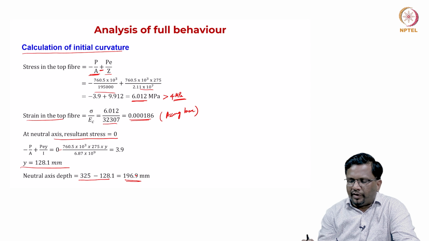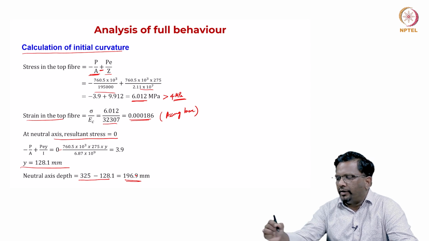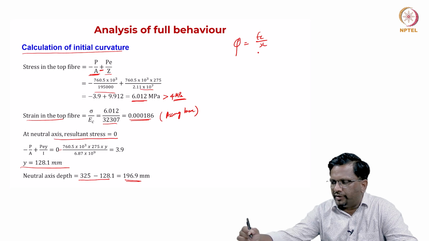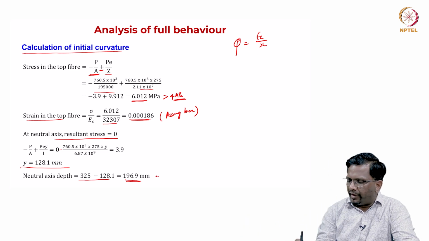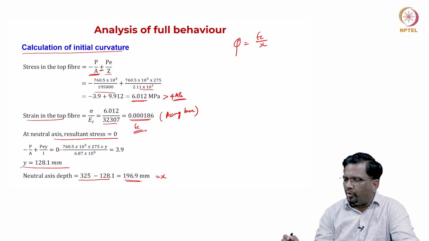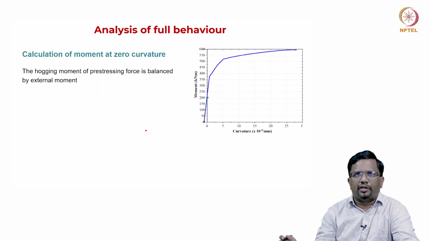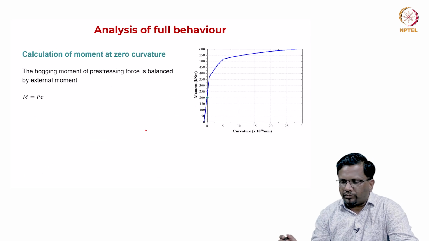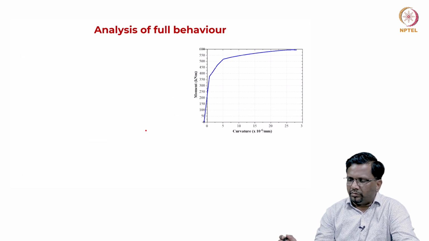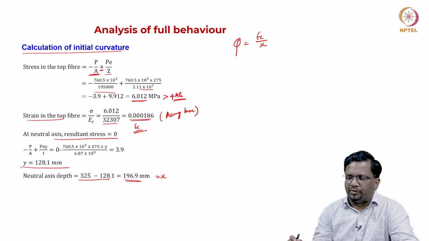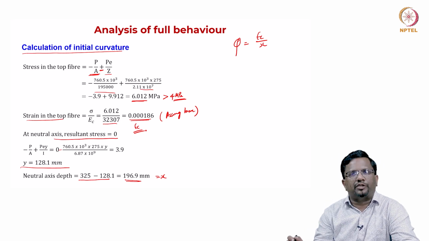Why do we need that? So that I can calculate phi from epsilon c by x. So, this is your x and epsilon c is this. Now that I have both the values, I can calculate the curvature. This is the way that we are calculating. If you substitute these values also, you will get the curvature to be the same values.